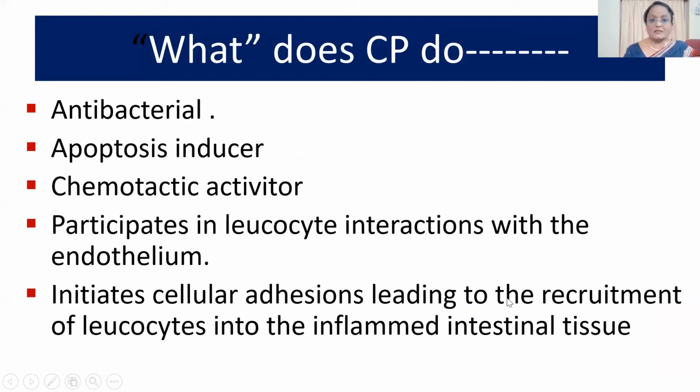So what does calprotectin do? It is antibacterial. It also has an apoptosis inducer activity. It is a chemotactic activator. It participates in leukocyte interactions with the endothelium. It initiates cellular adhesions leading to the recruitment of leukocytes into the inflamed intestinal tissue, showing that it is from the leukocytes and therefore all this activity. So you know what is calprotectin.